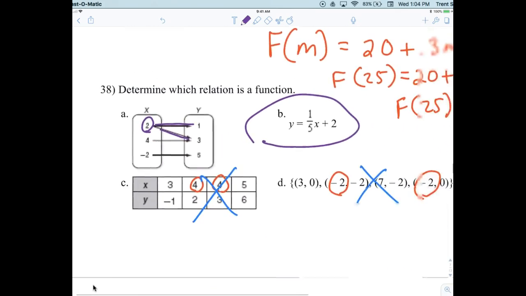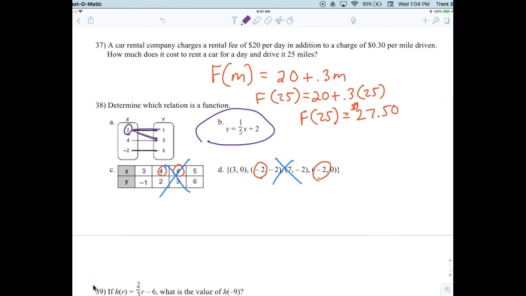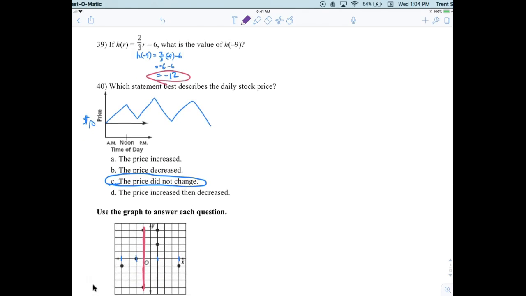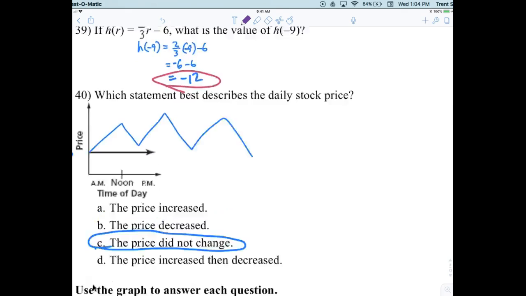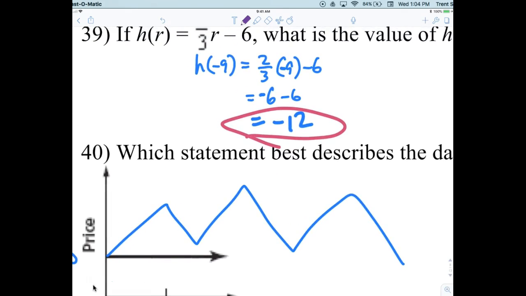All right, that was good. If you missed that and you figured out your mistake, that's really good. All right, 39, you're just plugging in -9. Is everybody with me on this? Plug in -9, got -12. Be careful now. 2/3 times -9 is -6. -6 minus 6 is -12. Everybody agree? Yeah, that's what I thought.